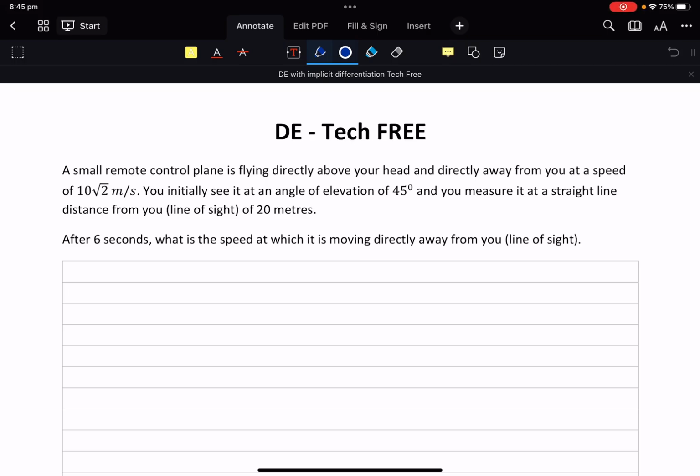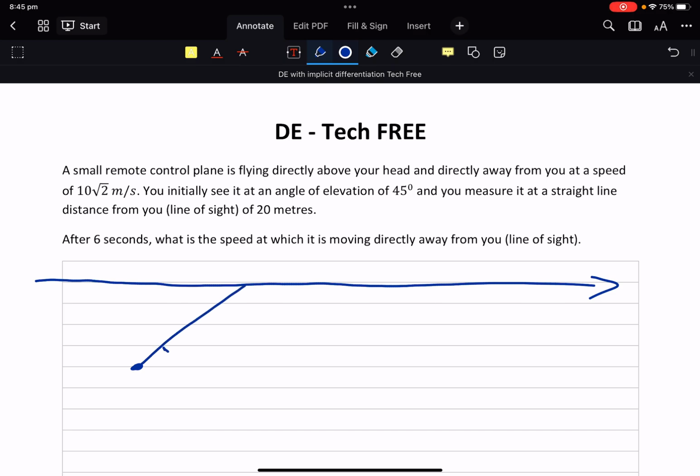Okay, so press pause, see if you can do this one, and come back if you need. And here we go. So you've had a bit of a read. Here's you. Here's the plane flying away from you. It's flying at a speed, and you first see it at an angle of elevation of 45 degrees. It is measured as 20 metres away from you.